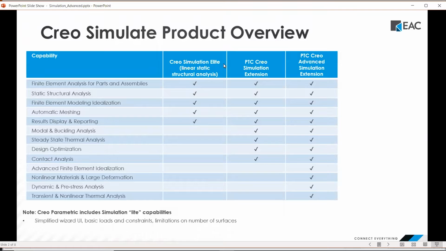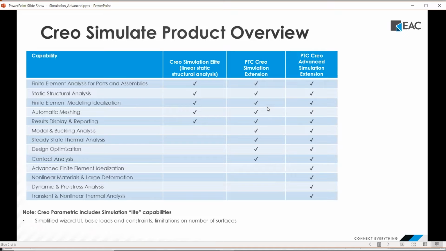Out of the base bundle, there is something called Simulate Elite, and that allows you to do linear static analysis. Some of the higher level bundles, you can also purchase on their own. Regular Simulate will do all of what Simulate Elite does, and it will additionally allow you to do modal buckling analysis, steady state thermal analysis, design optimizations, and also some instances of contact.